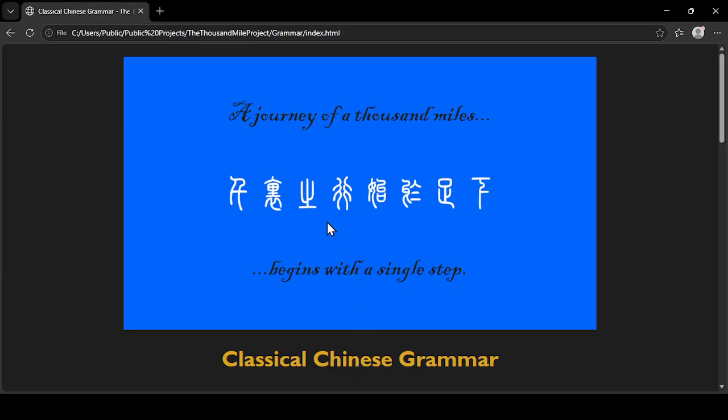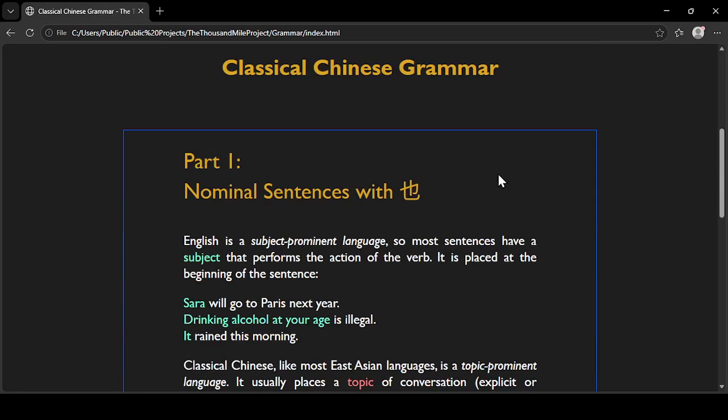It's going to be based roughly on the two textbooks that I'm using by Fuller and Van Norden. I'm sort of synthesizing ideas that I got from both of them and putting my own spin on it. So, part one will be nominal sentences with this character. I believe the modern Mandarin pronunciation is yeah.